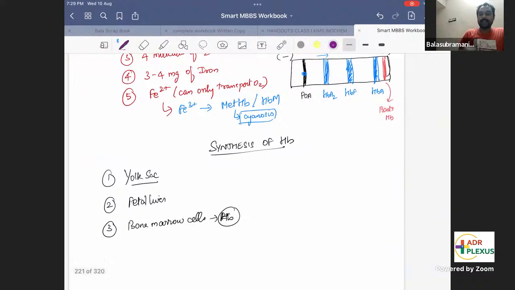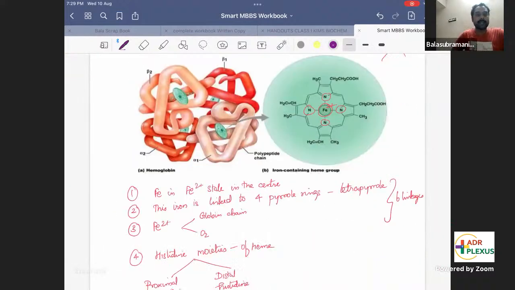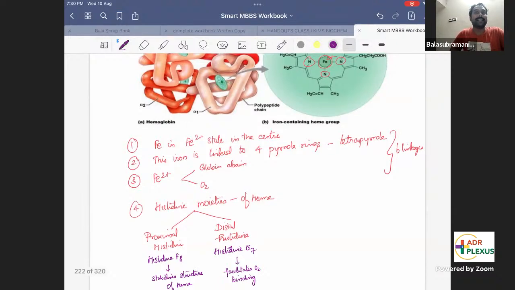Then I went on to teach about the heme molecule. The heme molecule has specific linkages, basically six linkages. The heme is attached to four pyrrole rings, a tetrapyrrole, and it's also attached to the globin moiety and to the oxygen molecule. And who is helping the heme to do all these things? There are two histidines. One histidine is closer to the heme, called the proximal histidine, which stabilizes the structure of heme, and there is a distal histidine which facilitates O2 binding.